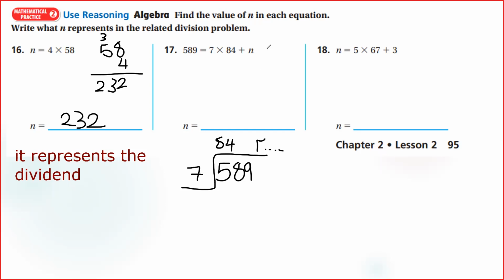So first, do you remember now the order of operations? What do I have to do first, multiply or add? Multiply, thank you. Now, yalla, let's multiply 7 times 84. 84 times 7. Yalla, 7 times 4.